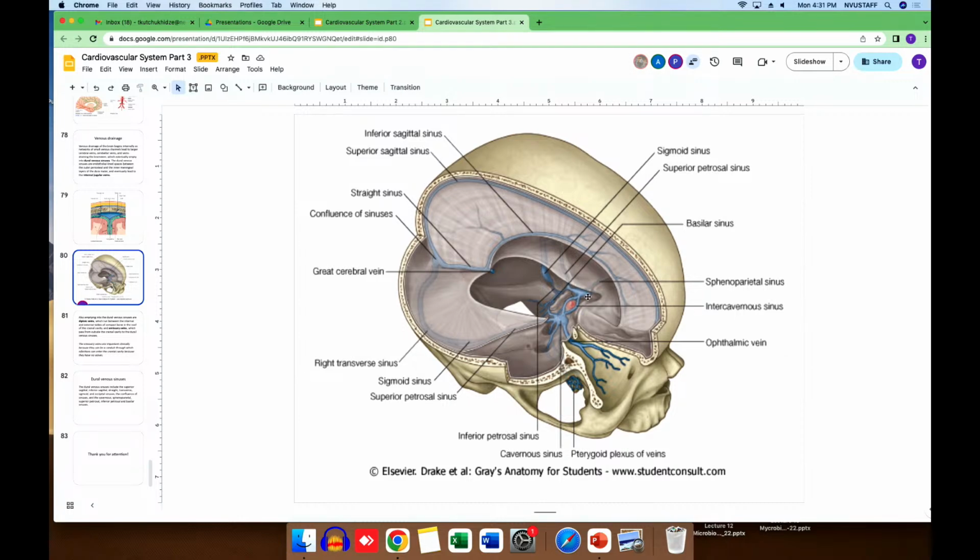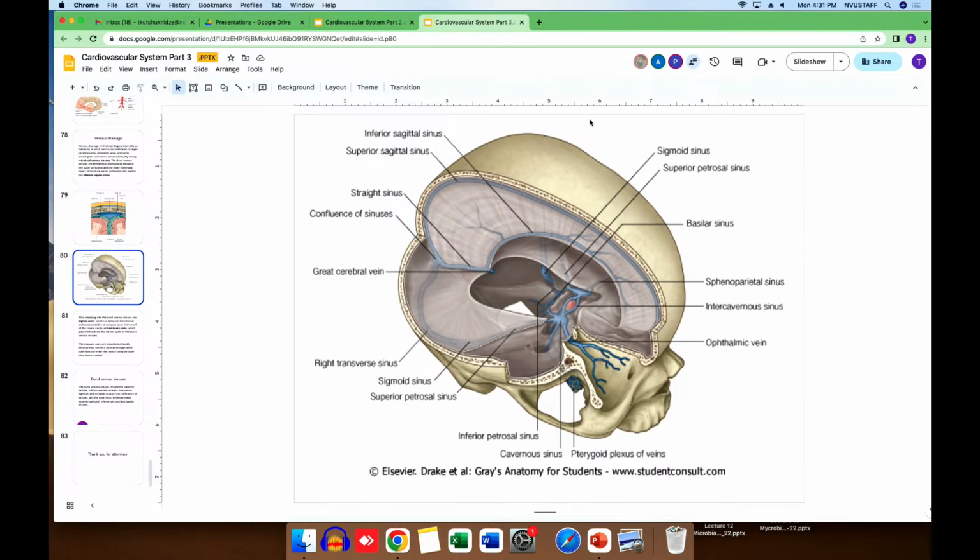sphenoparietal sinus, intercavernous sinus also, and thus we are gathering all here, and here we have our cavernous sinus, where everything we've discussed is draining, and also not only the upper part of the head, but also the branches of our ophthalmic vein, and also the lateral side facial veins, they are opening all here, right?